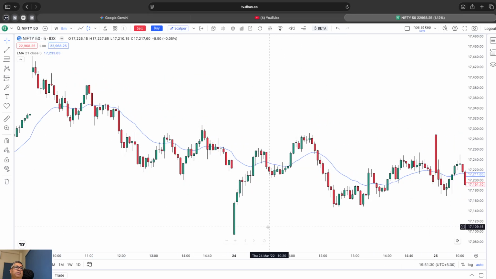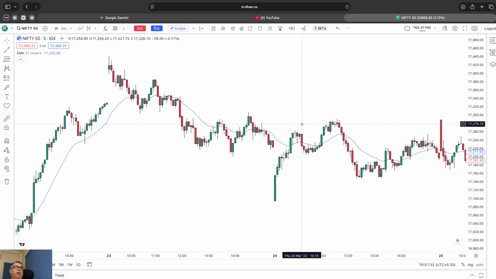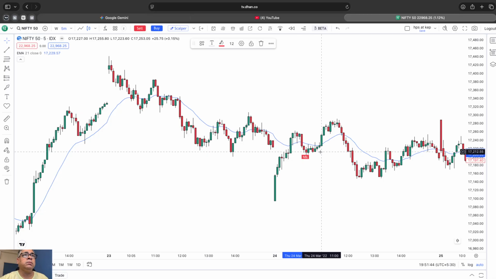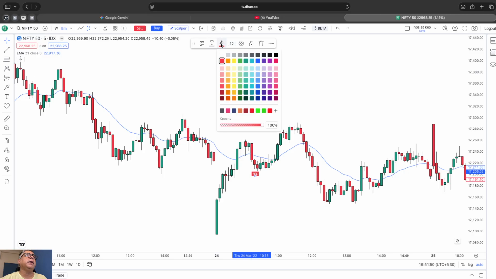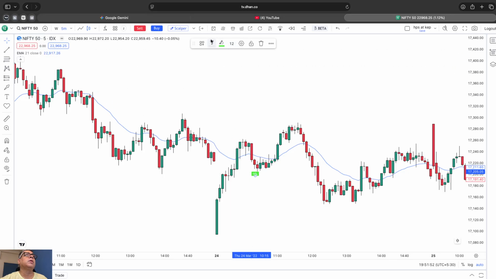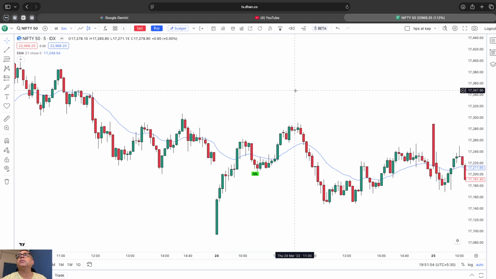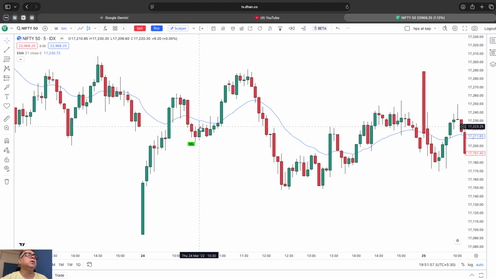Let us see another example. The market is going up. So what will I be looking for? I will be looking for second entry long, not short. This is first entry long because this bar broke the high of the previous red bar. This bar broke the high of the previous red bar.